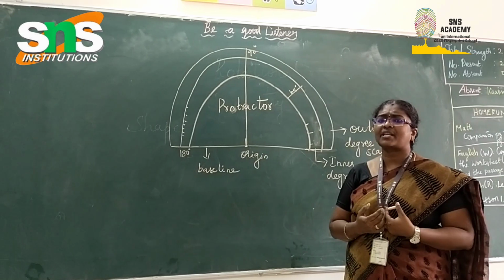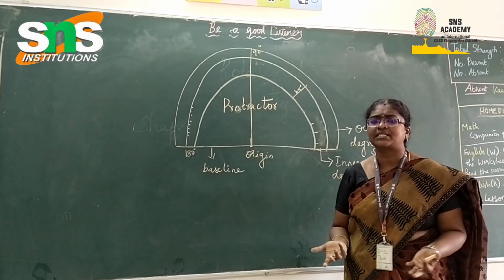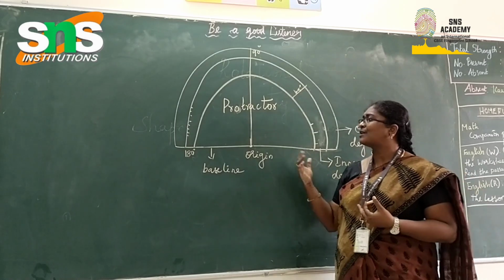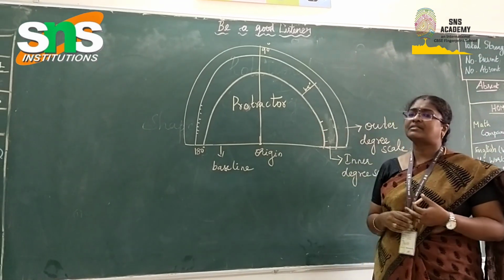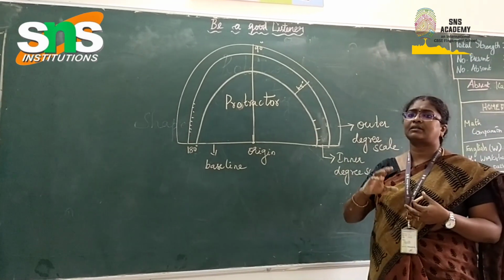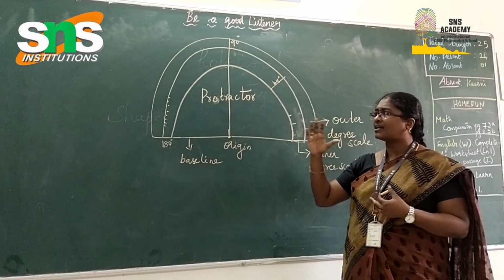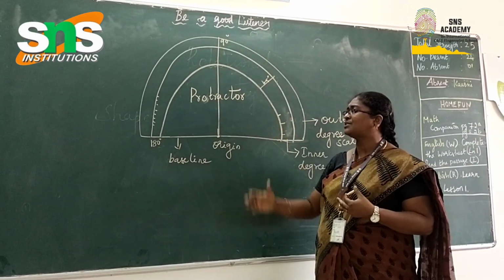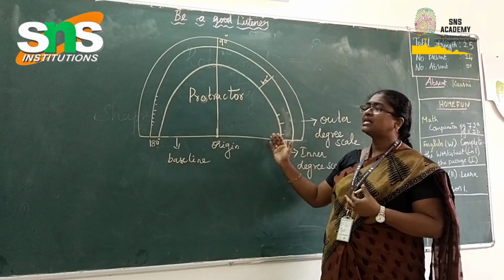So instead of saying empty or nothing, you can say zero. Okay, so use it like that. Coming back to the lesson again, we are going to see the parts and the shape of the protractor, what the use of the protractor is, and what it is. So this is the half semicircle.